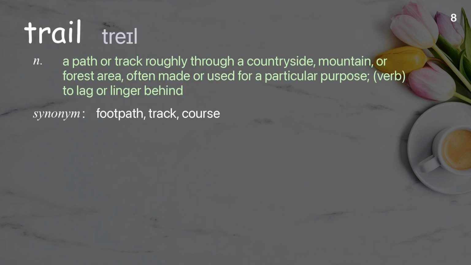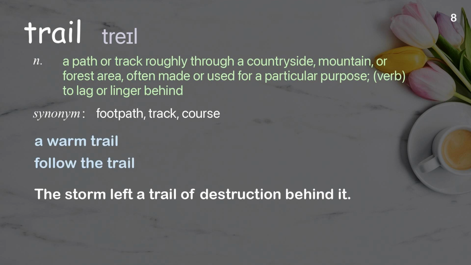Trail. A path or track roughly through a countryside, mountain, or forest area, often made or used for a particular purpose. Verb, to lag or linger behind. Examples: A warm trail, follow the trail. The storm left a trail of destruction behind it.